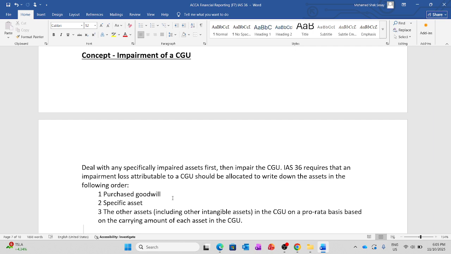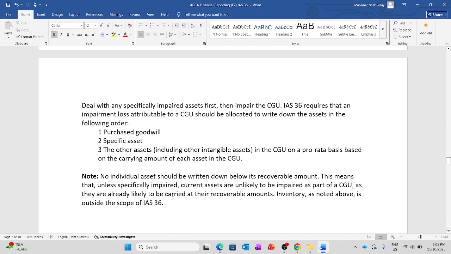Second condition, for specific assets, the question might tell you that this particular asset has fully impaired or this portion of this asset has impaired. So any specific asset that is mentioned in the question, we need to treat it separately and with caution. When we are going to solve the question, we can understand exactly what I'm saying. Then the other assets, including other intangibles in the cash generating unit, we are going to allocate the impairment based on the carrying value. We are going to prorate the impairment based on the carrying value. When we are going to solve, we will be able to understand.